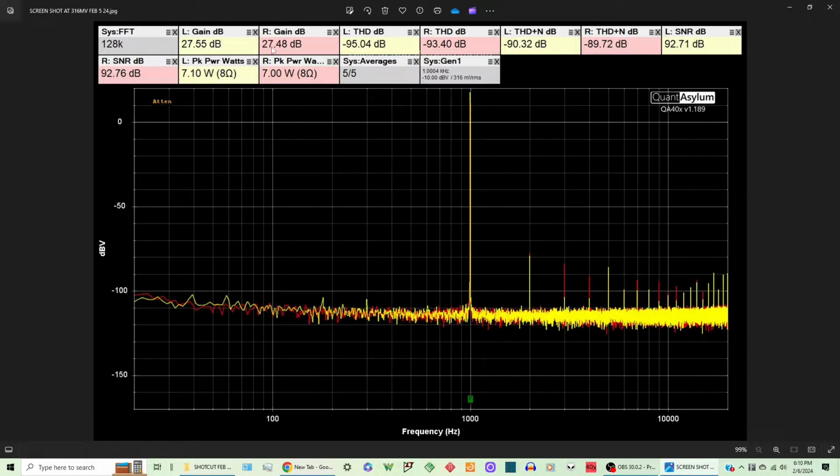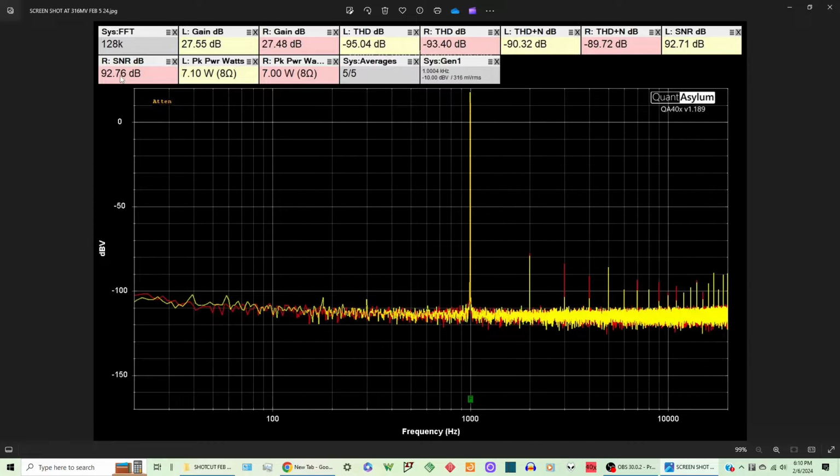The gain numbers are essentially the same, 27.5 dB, which you'd expect. The THD is pretty much the same, minus 95 on the left channel, minus 93.4 on the right channel. One thing that did change is the THD plus N is somewhat better now. It's minus 90 on the left channel, just about minus 90 on the right channel. Take a look at the signal-to-noise ratio. That's improved a little bit.